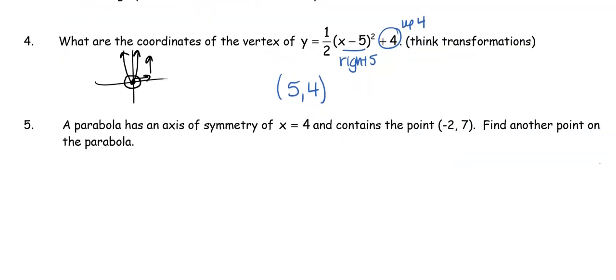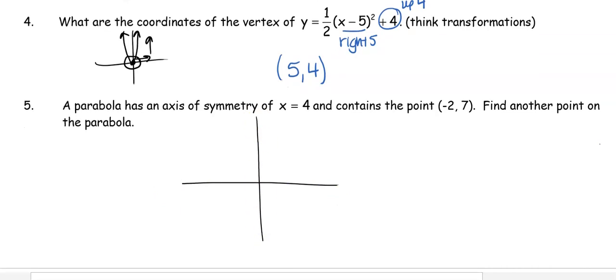Our last one for today: a parabola has an axis of symmetry of x equals 4 and contains a point (-2, 7). Find another point on that parabola. So this is going to bring us to our idea of symmetry.